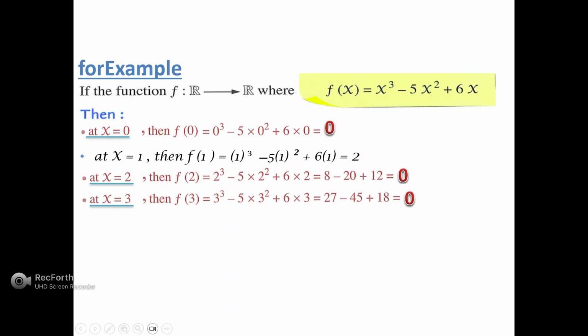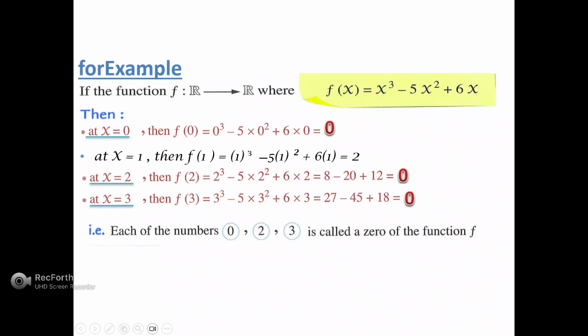Attention with me. Now, if we substitute x equals 0, x equals 2, x equals 3, the result becomes 0, 0, 0. Now, these values make our function equal 0. Again, these values 0, 2, 3 make our function equal 0 after substitution. So we can say that each number 0, 2, 3 is called a zero of the function.